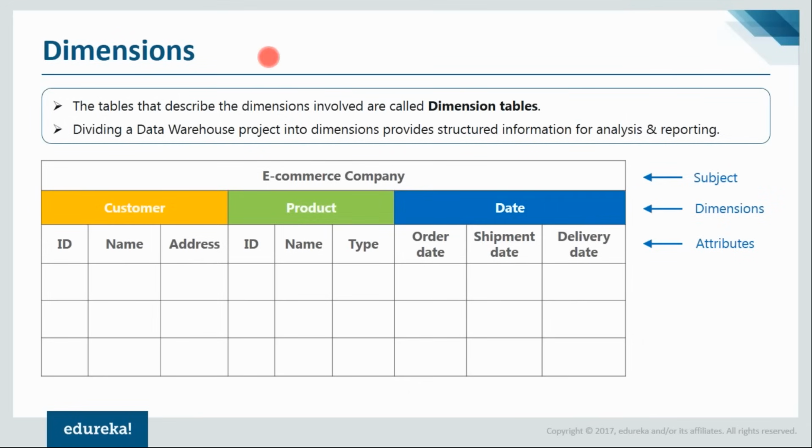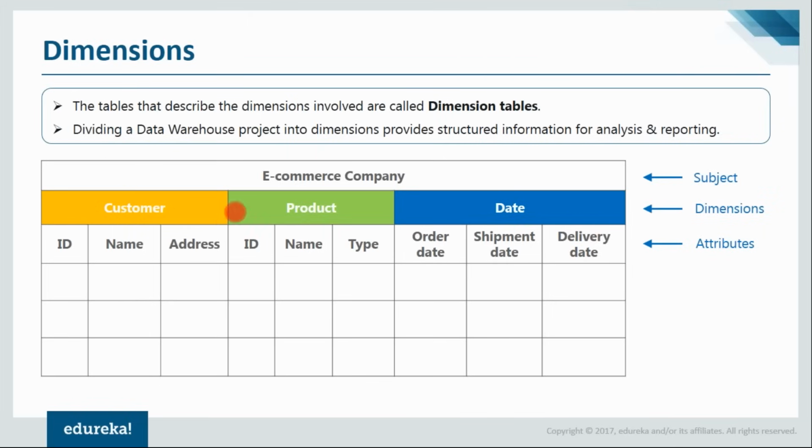So the next topic that I'm going to talk about is that of dimensions. All right. So the tables that describe the dimensions involved are called dimension tables. First of all, to give you an example of what a dimension is, in a database you have something called tables, right? So you have different tables which will be a part of your database. Now similar to tables, we have something called dimensions in a data warehouse. So we have dimension tables which will have a set of attributes. Our customer dimension will have the customer details like the customer ID, the customer name, and the customer address. Okay, and your product dimension will have another set of attributes like your product ID, product name, and product type. And similarly, you will have a date dimension which will have the order date, the shipment date, and delivery date, right?